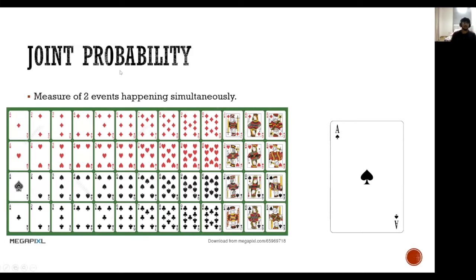Next, let's look at the same example for joint probability, and it is basically the measure of two events that happen simultaneously. For example, if we want the ace of spades from this deck of 52 cards, the probability of that happening is 1 upon 52, because there's only one ace of spades in the deck of cards, right? In the same way, the probability of getting the king of diamonds is 1 upon 52 again.